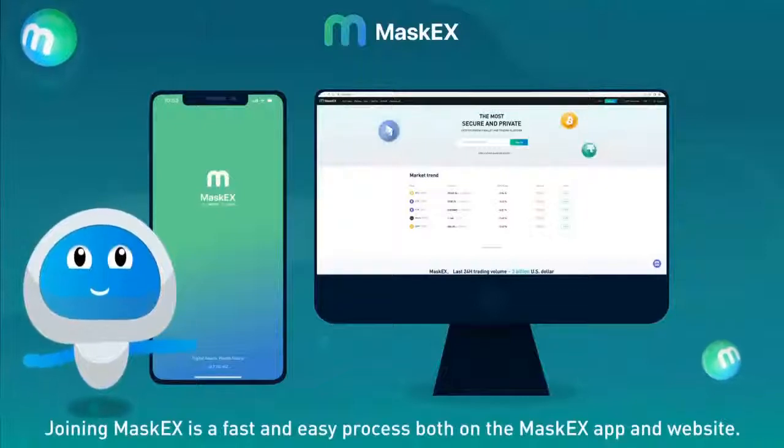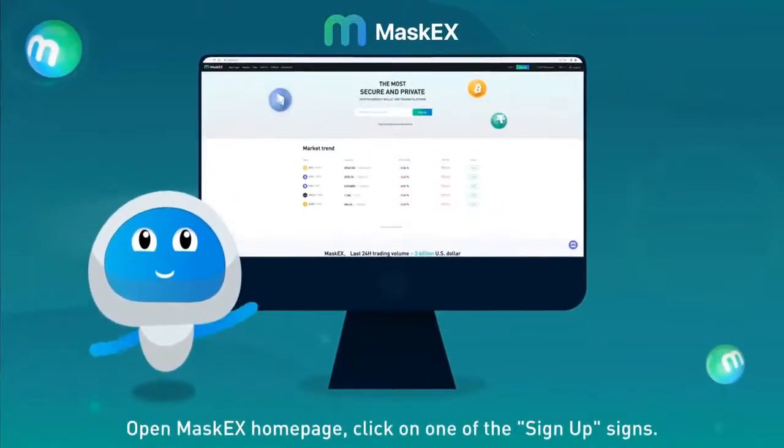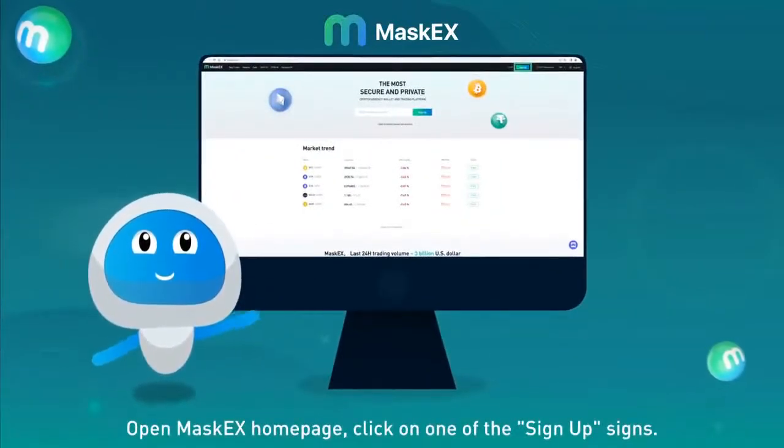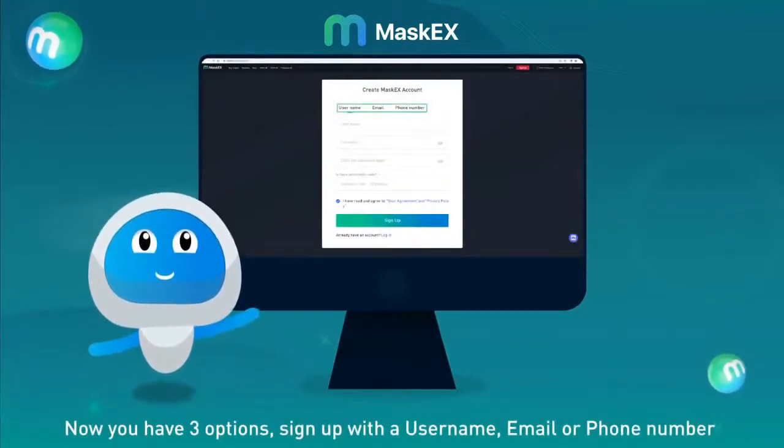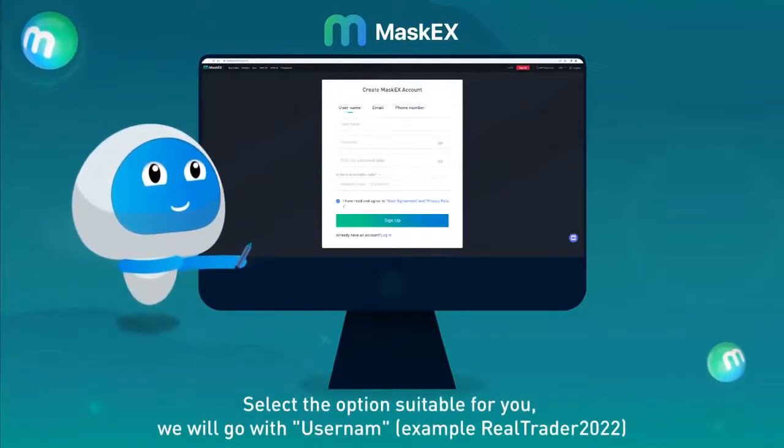MaskX app and website. Open the MaskX homepage. Click on one of the sign-up signs. Now you have three options. Sign up with a username, email, or phone number. Select the option suitable for you.